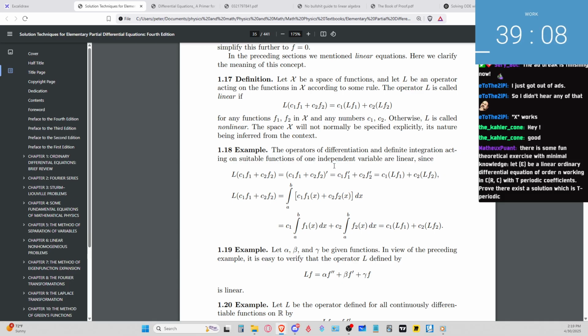So let's see, the operators of differentiation and definite integration acting on suitable functions of one independent variable are linear since, okay.